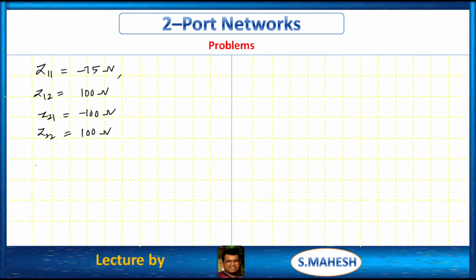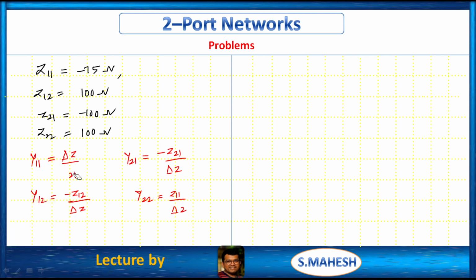So to get the Y parameters: Y11 is equal to Z22 by delta Z. Y12 is nothing but minus Z12 by delta Z. Y21 is equal to minus Z21 by delta Z. Y22 is nothing but Z11 by delta Z.